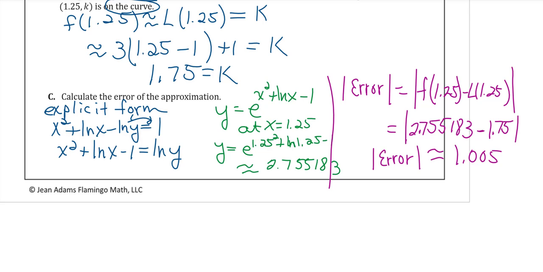Hopefully this video served to help you understand linearization a little better. If not, we will be going over this in class, and I will gladly answer any questions then.